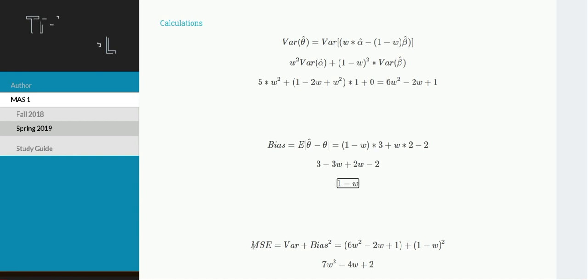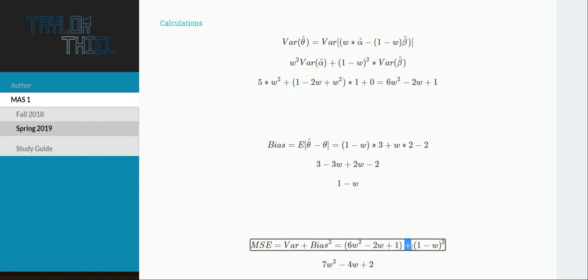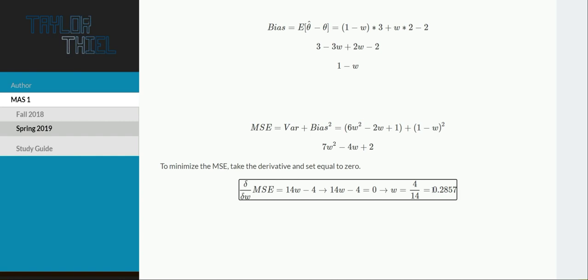We can then move on to our MSE calculation and just plug and chug. So we have our variance, which we calculated above, and then we also want to add our bias squared. So we have bias is 1 minus W, and then that quantity needs to be squared. And finally that works out to be 7W squared minus 4W plus 2. At this point we take a derivative and set to 0, so we get 14W minus 4, and W equals 4 over 14. And if we wanted to, we could do our due diligence and take the second derivative to make sure it's a local minimum. But at this point we say W is 0.2857.